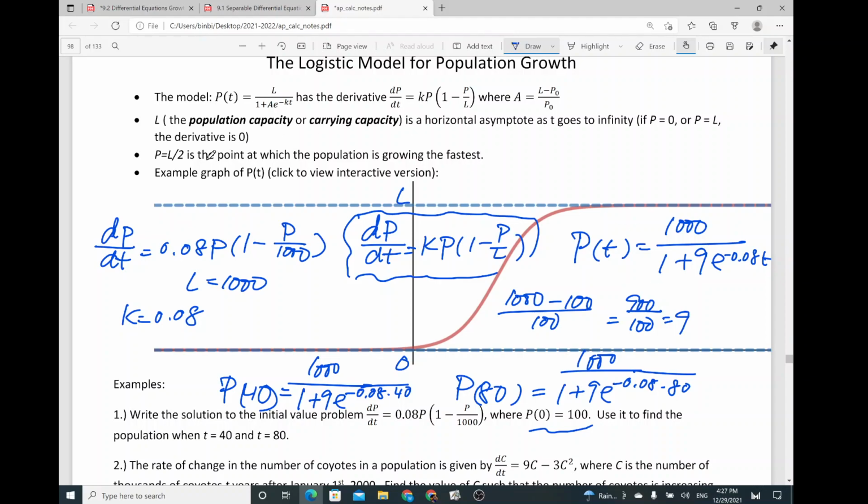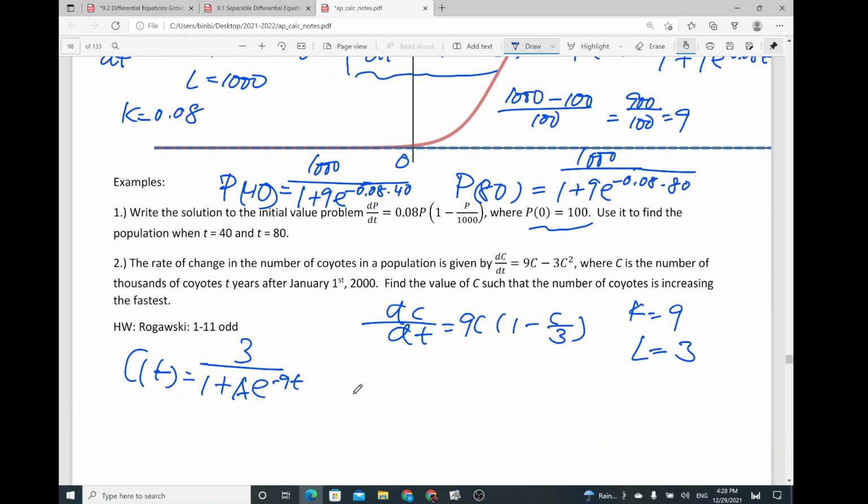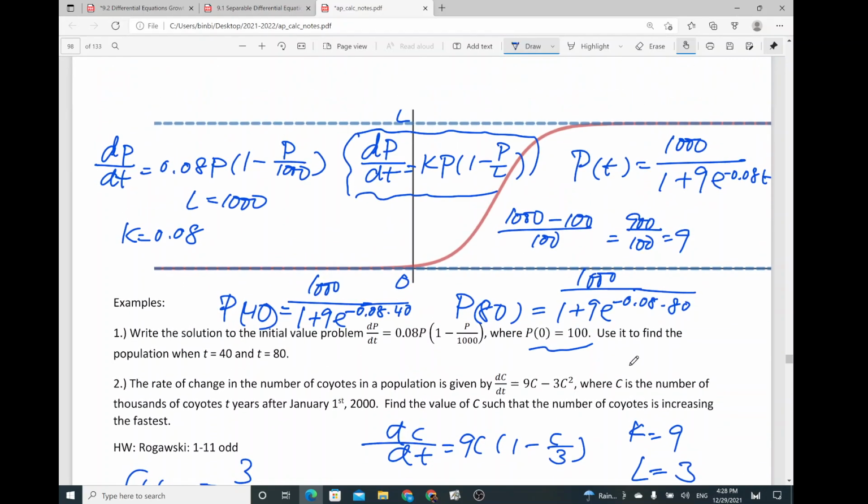One thing that we notice, if this one is considered, the population is growing the fastest, so that means P equals L over 2. So what we found here is 3 over 2, which is 1.5. And the unit for this one, it shows the number of coyotes, so 1.5 thousands of coyotes.